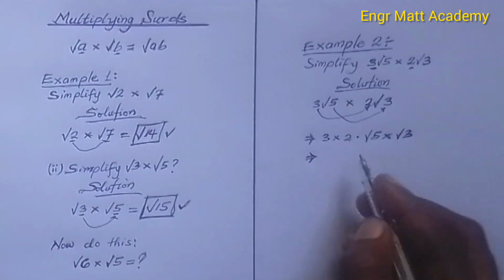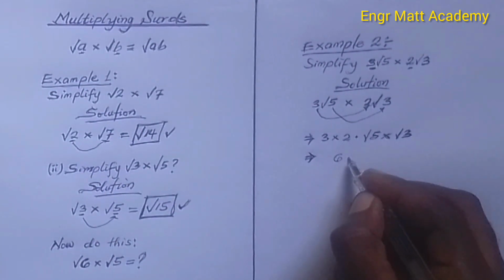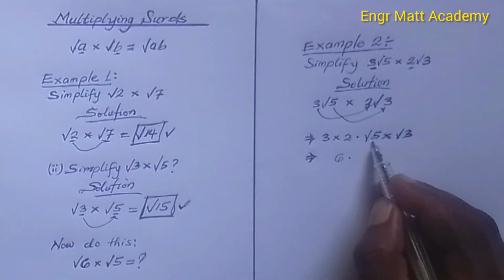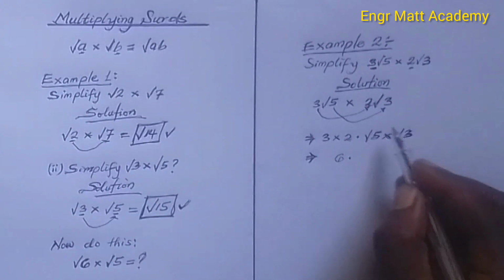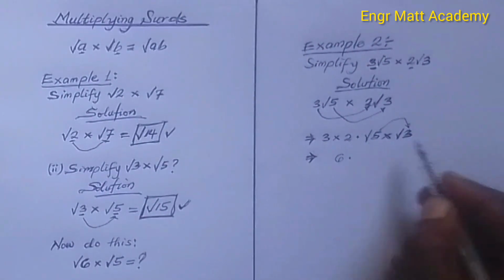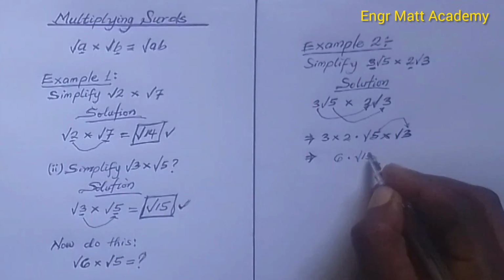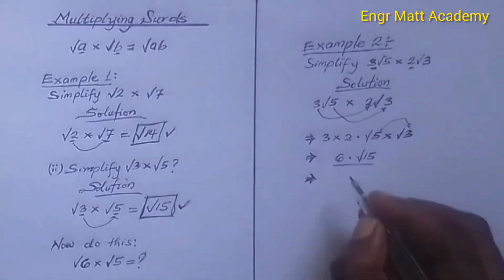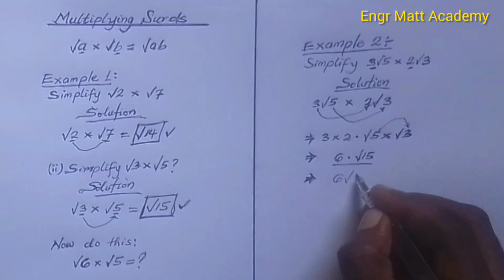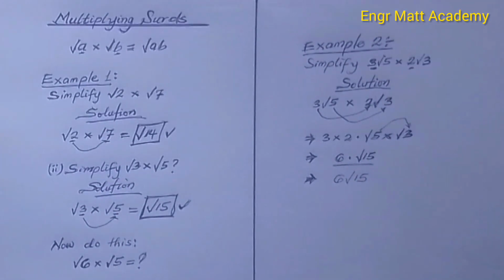So 3 times 2 is 6, dot root 5 times root 3. Remember, 5 will marry 3. 5 times 3 will be 15. So we have root 15. 6 times root 15 will be 6 root 15. This is the final answer.